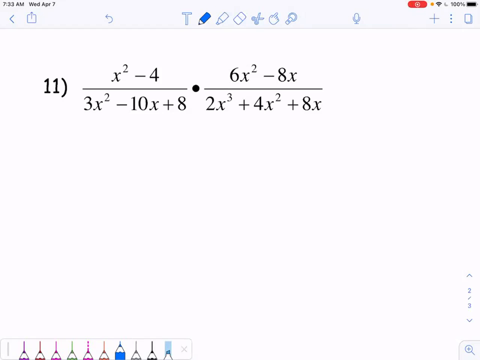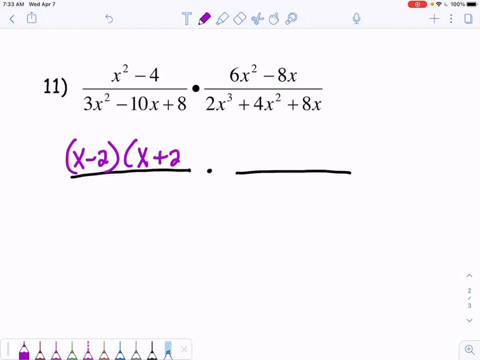So looking at the numerator here, Ava, x squared minus 4. What do you think you would do with that to factor it? So that's a difference of two squares. So a minus 2 and a plus 2. Let's go to the next numerator, Ava. What could we factor with that?